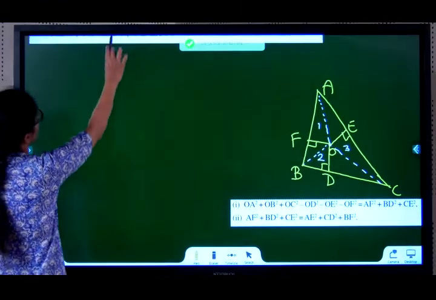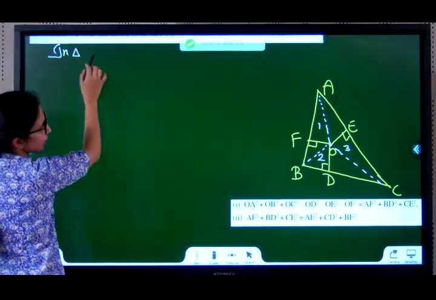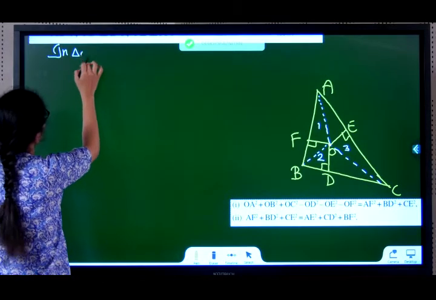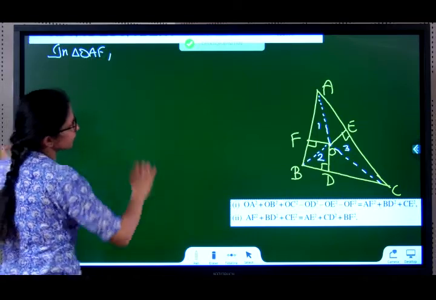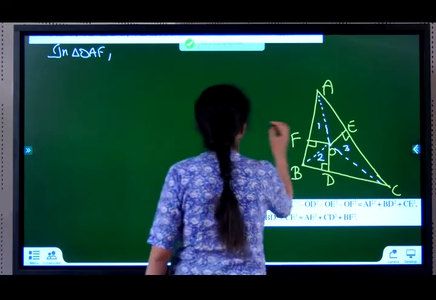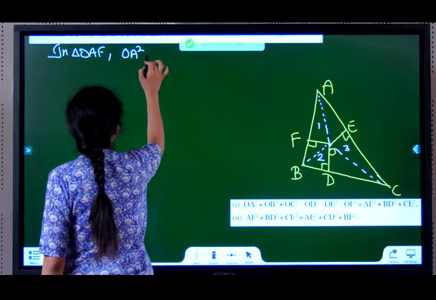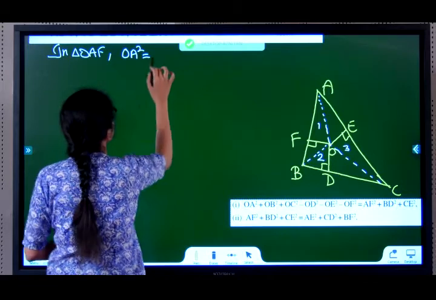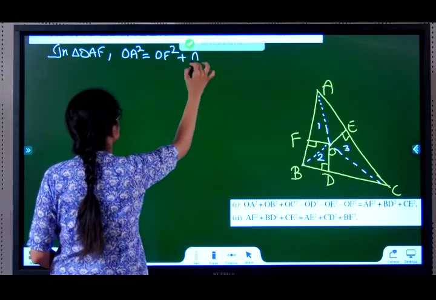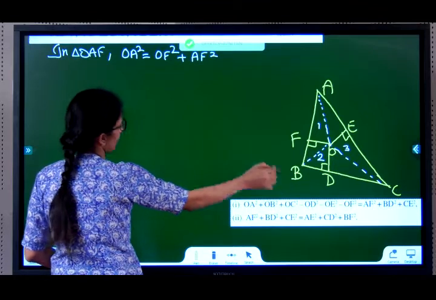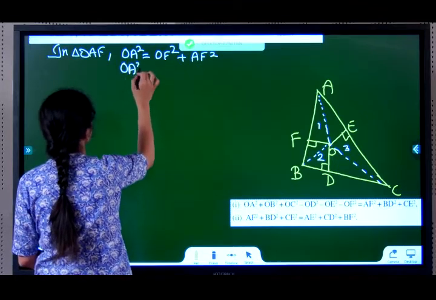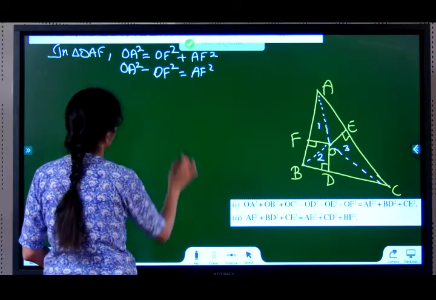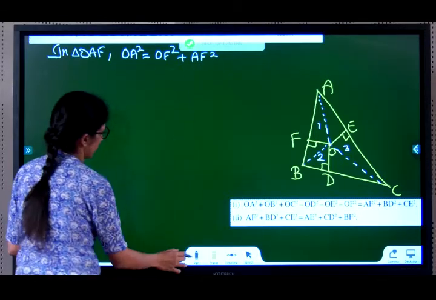So, start your problem. In triangle OAF, first triangle, right angle is at F. So, OA square is equal to OF square plus AF square. RHS is only AF, so keep only AF that side. Write this as OA square minus OF square is equal to AF square. Or we can transfer it later, just leave it as it is.